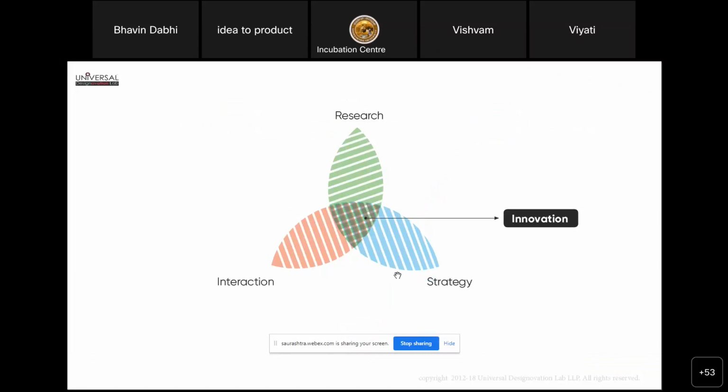All these things are related. So you need to identify, when we say the word innovation, research, interaction, and strategy, there is always an interconnection of user, business, and technology. So when we say innovation, user is center. When we say innovation, business cannot be neglected. When we say innovation, the technology needs to be derived in a way.